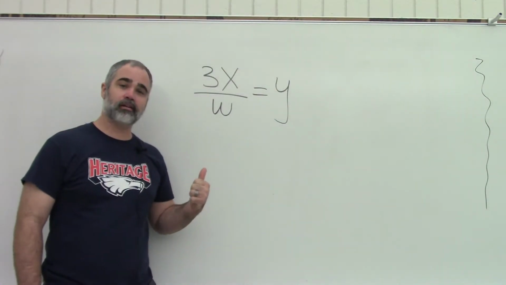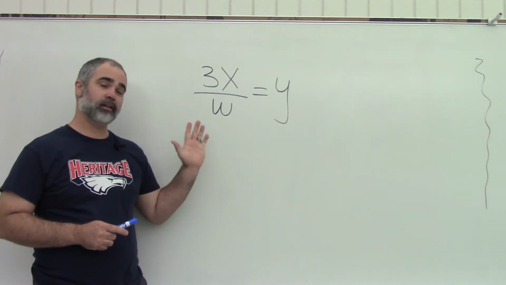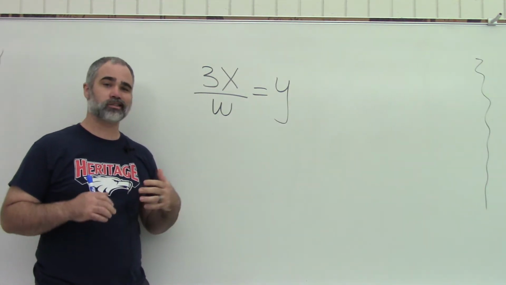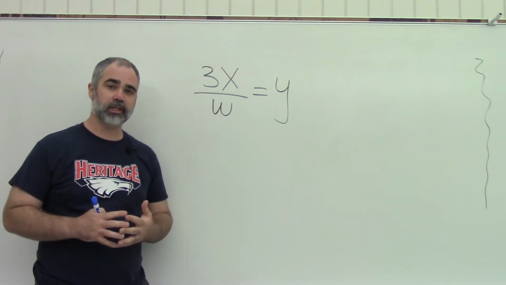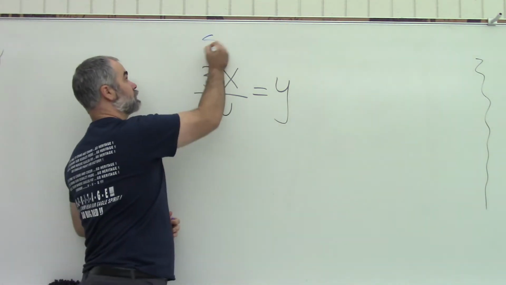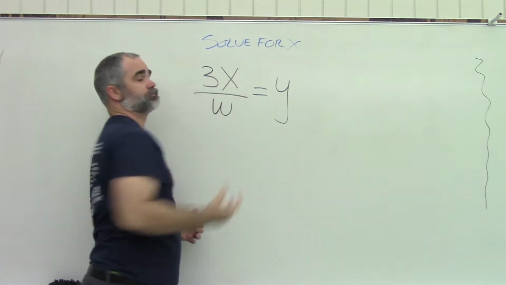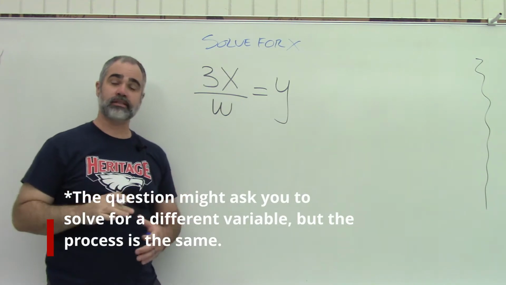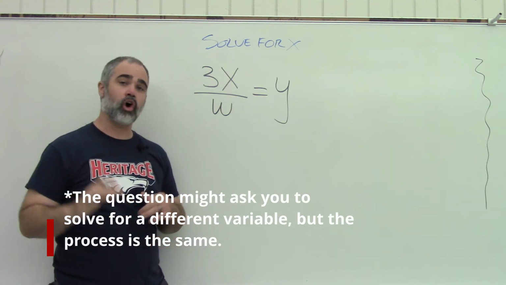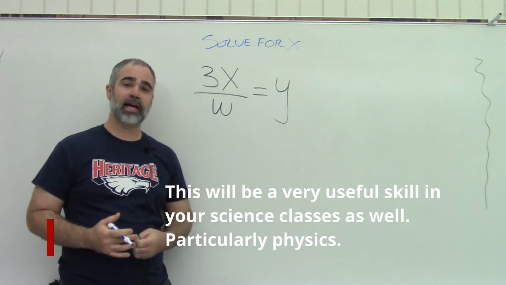Alright, what we have here is called a literal equation. Literal equations just mean that there's lots of variables, and usually the instructions will say something like solve for x. All that means is the same thing that solving has meant in all of the other videos in this series. Solving means to get the variable by itself.